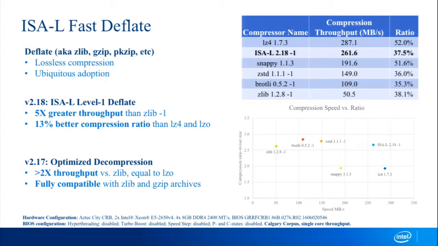And we also have a decompress. It's about 2.5 times faster than zlib.